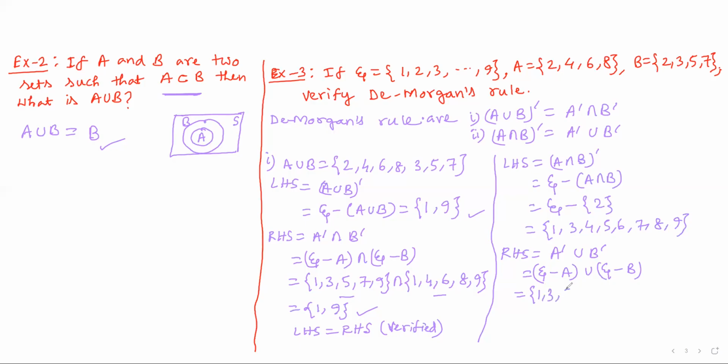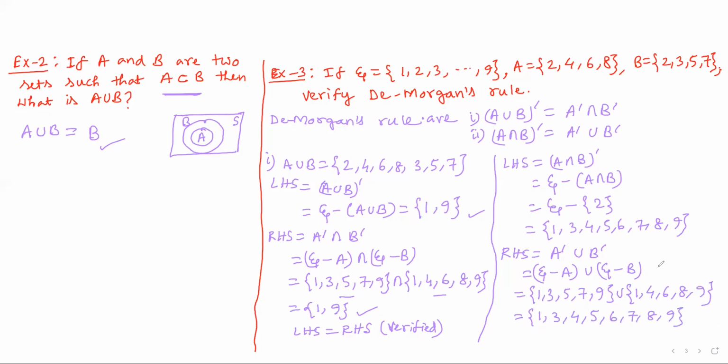3, 5, 7, 9. Union xi minus B means from the universal set you have to remove 2, 3, 5, 7. Then remaining part 1, 4, 6, 8, 9. Now we have to take the union of these two sets. That is, we have to take common and uncommon element between these two sets. That is 1, 3, then 4, then 5, then 6, then 7, then 8, then 9.